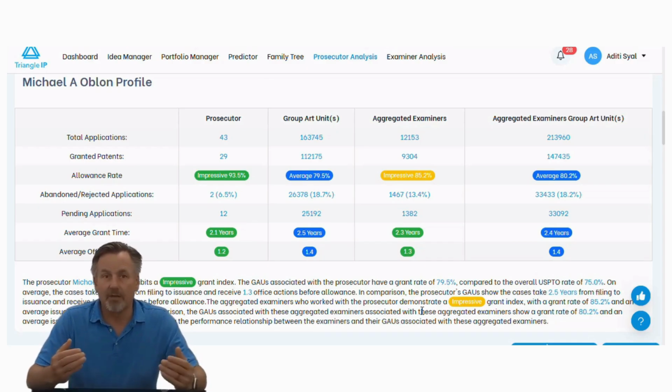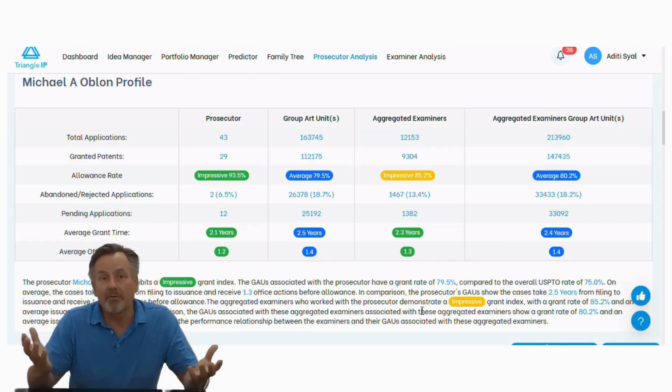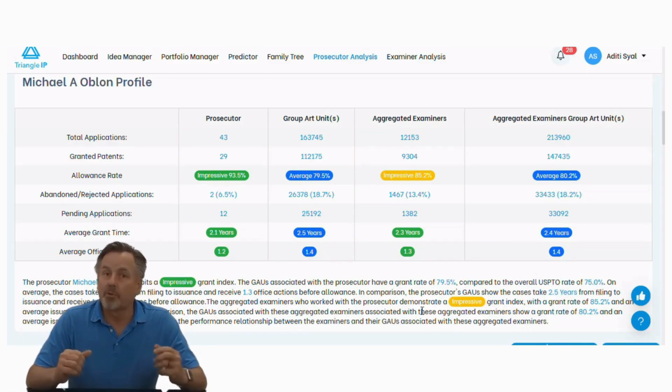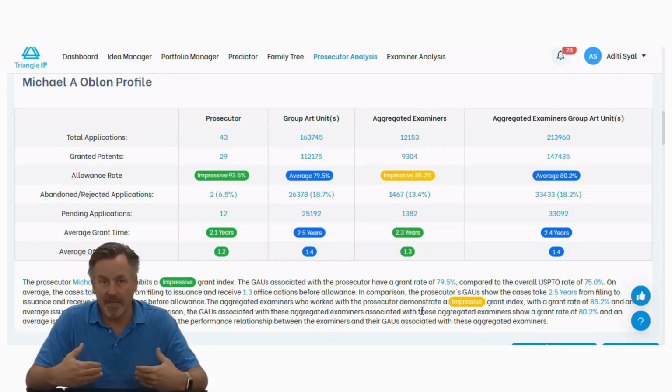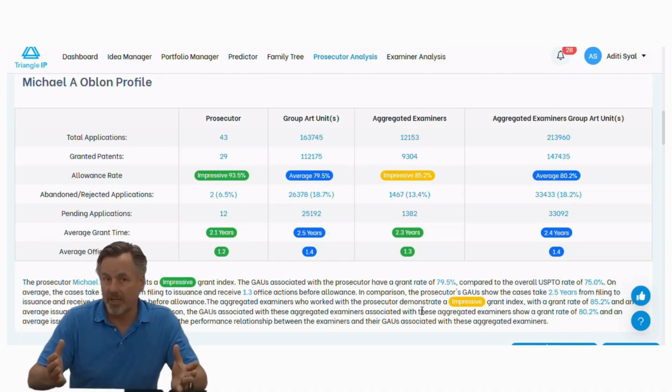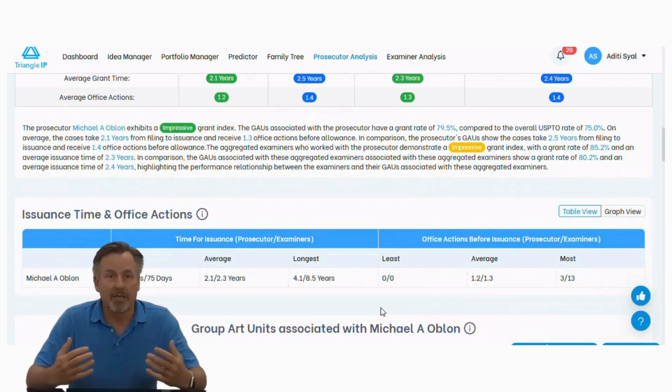Now, what you're really looking for here is efficiency. If a prosecutor averages 1.5 years to grant and their examiners typically take 2.1 years, that gap is meaningful. Fewer office actions, shorter timelines, that directly affects your legal costs. The next section gives you precise timing data, shortest, average, and longest time to issuance, for the prosecutor compared to the examiners they worked with.